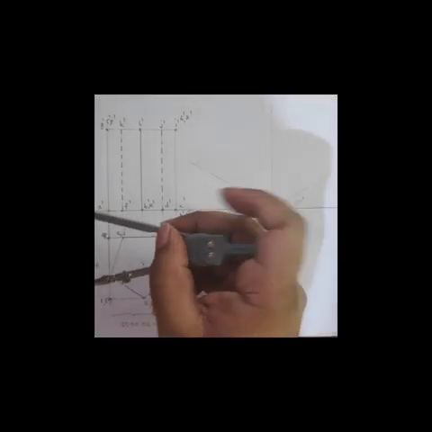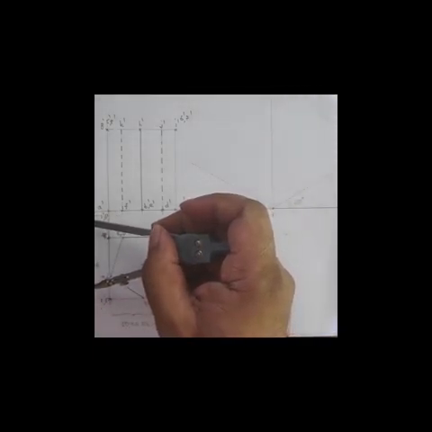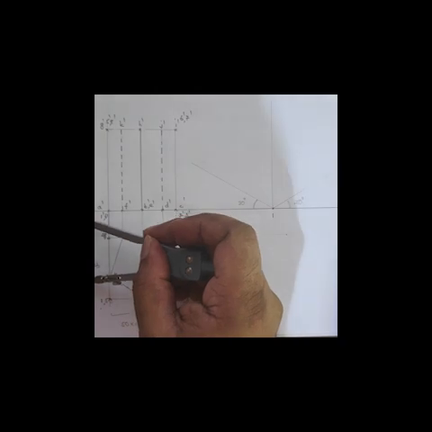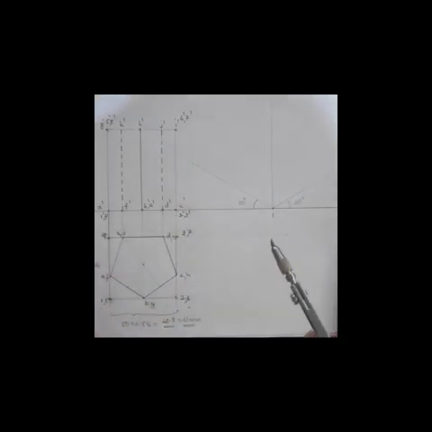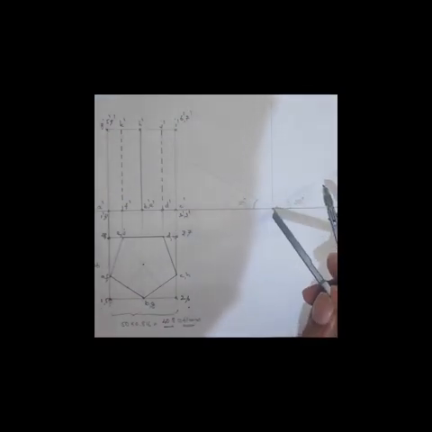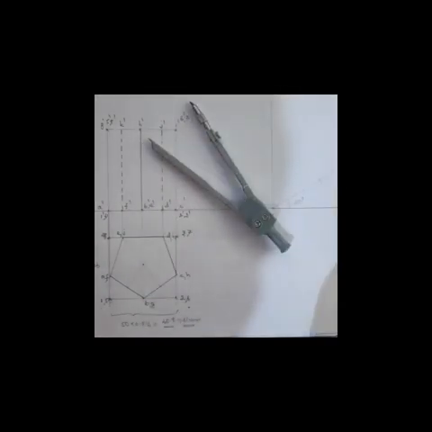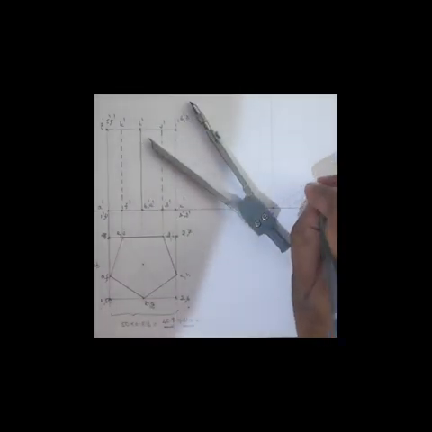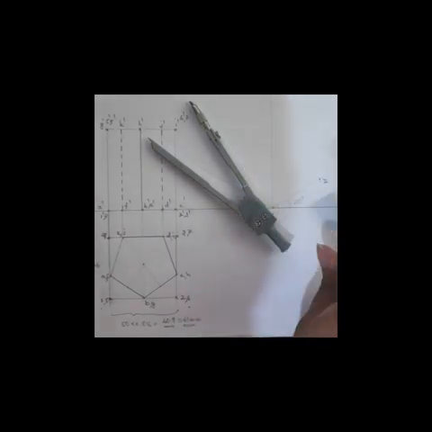After that, you have to take this isometric scale. For marking point 2, take 41 mm in your compass, and with point 1 as center, intersect here. And that is the position of point 2.